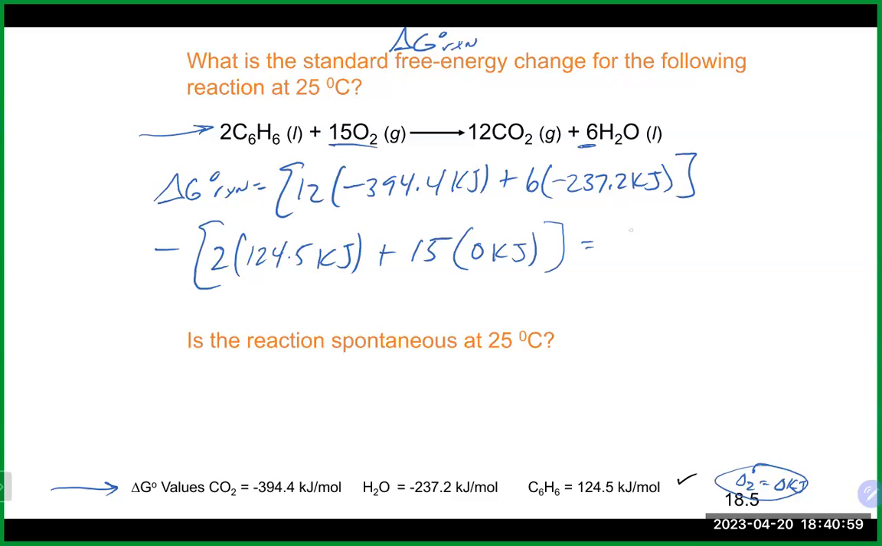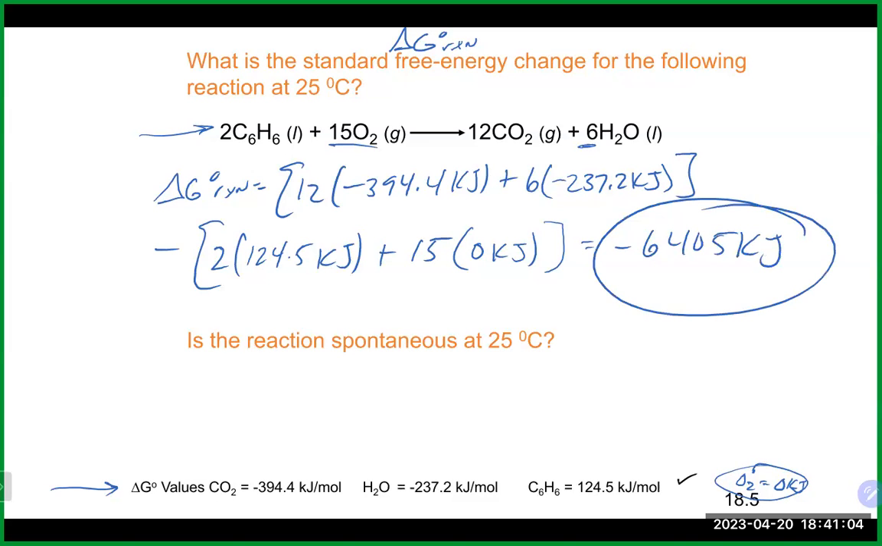Looks like minus 6405 kilojoules in this case. Any question on that calculation there? This delta G value is negative, or less than 0, which means this reaction is spontaneous or non-spontaneous? The reaction is going to be spontaneous because our delta G value here is negative.